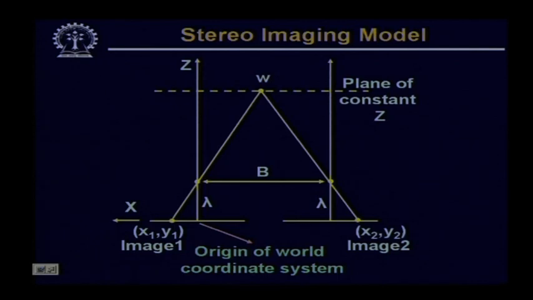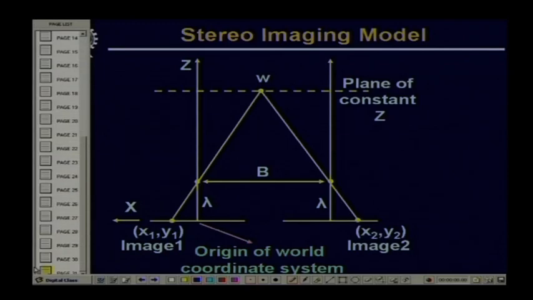Now, taking this particular imaging setup, I can develop a set of equations. The set of equations will be something like this. We have seen that for image 1, for point w, the corresponding image point is at location x1, y1. For the same point w, in the right image, the image point is at location x2, y2. So, these are the image coordinates in the left camera and the right camera.